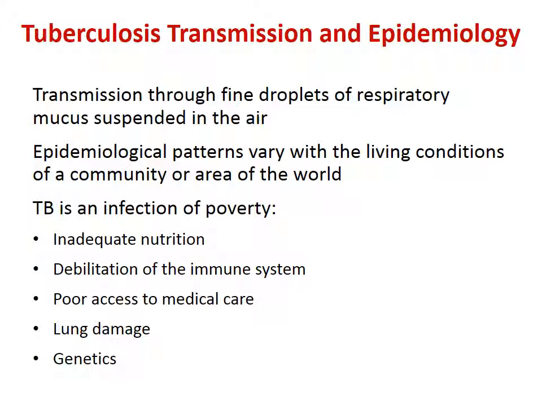But there are some major connections in where we see these most commonly. TB is often attached to poverty, so people that have poor nutrition. And the poor nutrition and exercise leads to a debilitated immune system. And naturally, with no money, you have poor access to medical care. And that results then in potentially things like lung damage, which could allow for more infection, by the way. And then again, genetics would be a major precursor as well.